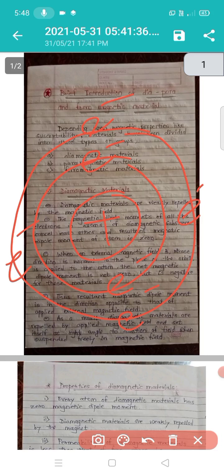Since a current loop has magnetic dipole moment, each electron in an atom has magnetic dipole moment due to the orbital motion. Also, the electron has a spin motion. Electrons have a particular spin motion because of which they have the spin magnetic moment. The resultant magnetic moment is the vector sum of all such magnetic moments.